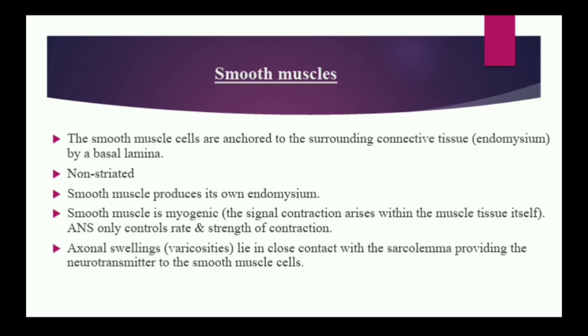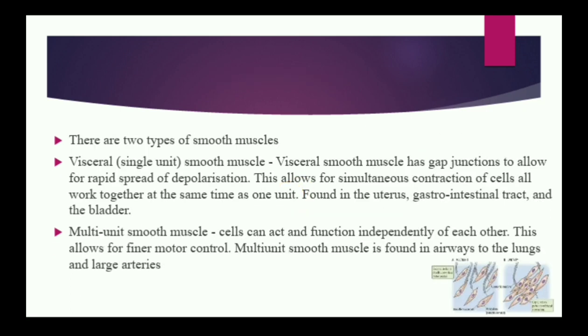Moving on to smooth muscles, the smooth muscle cells are anchored to the surrounding connective tissue, that is endomysium, by a basal lamina. They are non-striated. Smooth muscle provides its own endomysium. Smooth muscle is myogenic. The signal for contraction arises within the muscle tissue itself. ANS only controls rate and strength of contraction. Axonal swellings lie in close contact with the sarcolemma, providing the neurotransmitter to the smooth muscle cells.